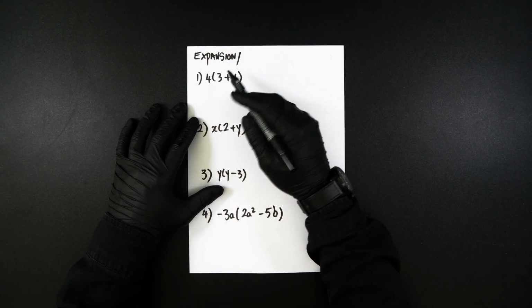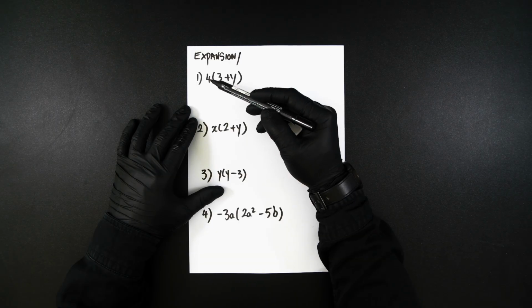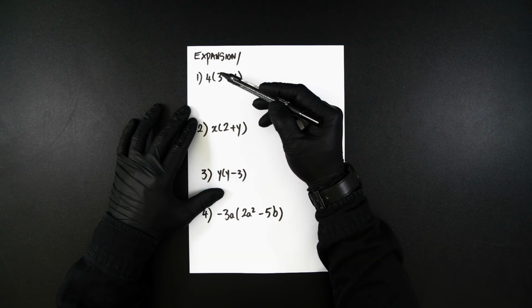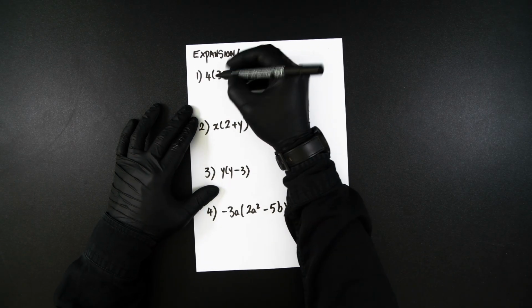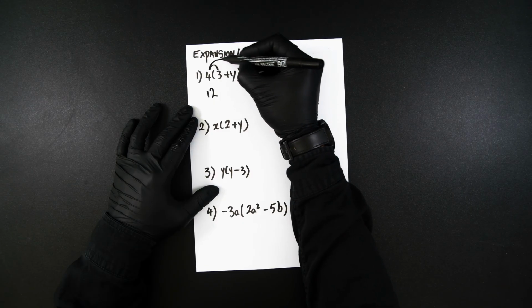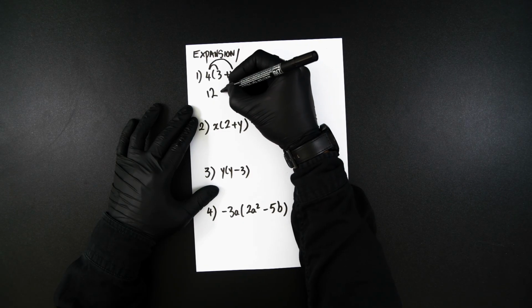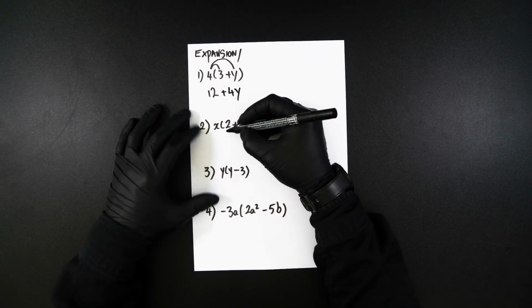Let's begin by expanding the brackets. You will take each term or value that is outside of the brackets and multiply it to each term or value that is inside the brackets separately. So 4 times 3 is 12, so this times this, and then 4 times y is 4y, so it's plus 4y. Let's do the same thing below.